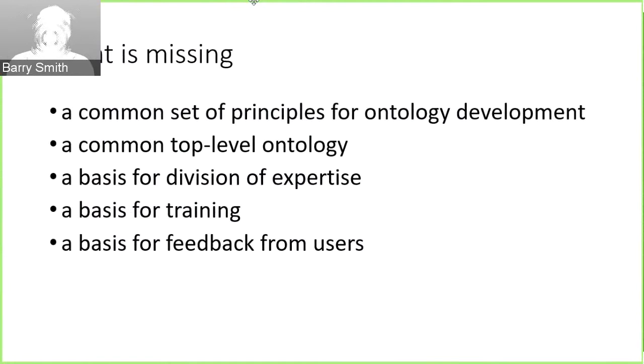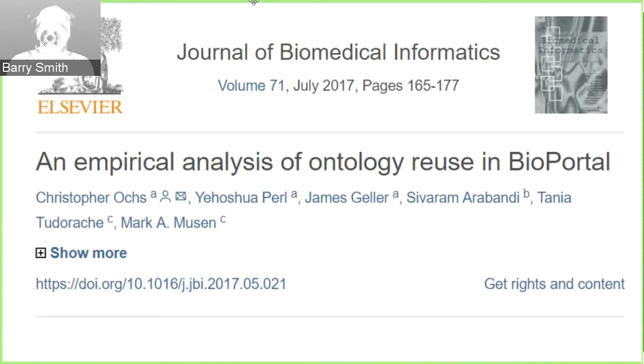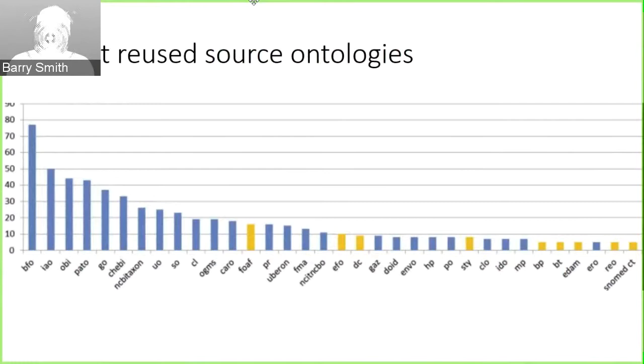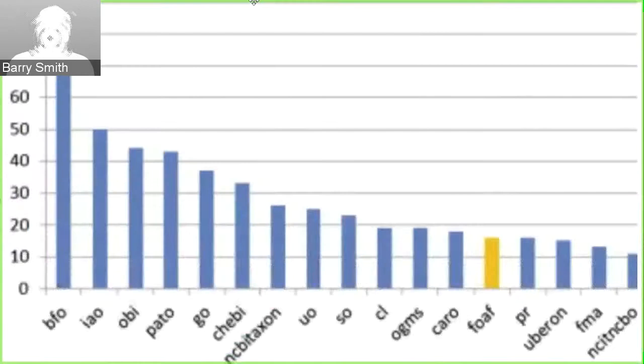All of this has worked very well in the biomedical domain, and as a result, the BFO is the most reused source ontology in the bioportal. And IAO, which I will come to in a minute, is the second most reused source ontology. Even more reused than the goat. So we are clearly doing something right. That's the same data, larger.